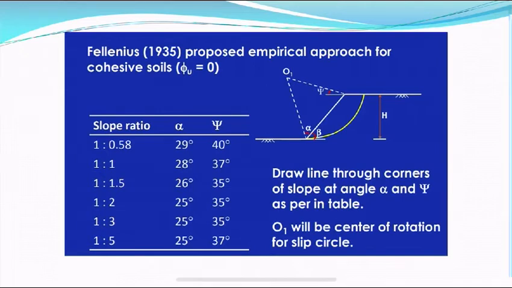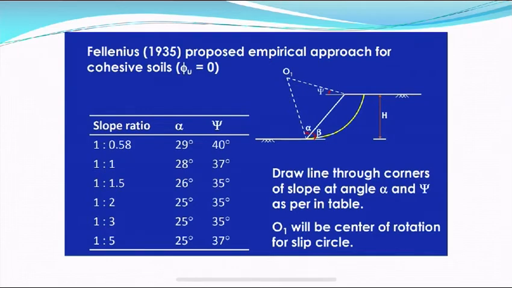These are the direction cosines, where beta is the slope inclination. That is, beta is called the slope inclination. So draw a line through the toe of the slope at an angle alpha and psi, as given in the table, and O1 will be the center of rotation. So this is one of the conventional methods.